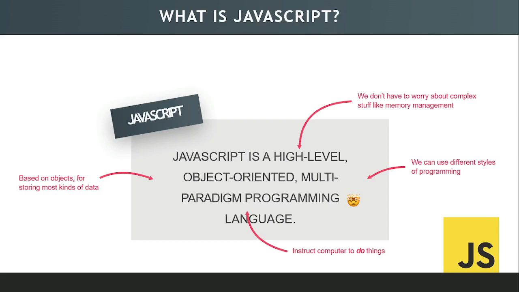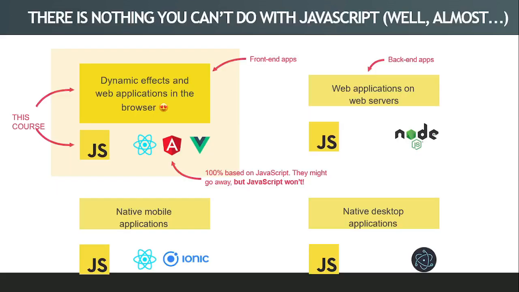Object-oriented means that the language is based on objects, and we are going to see what objects are in the future, but basically most of the data is stored in objects. And multi-paradigm means that you have different styles of programming. You can write your code, I write my code, in different styles, but doing the same thing. And it is a programming language, which means it is used to instruct the computer to do things.